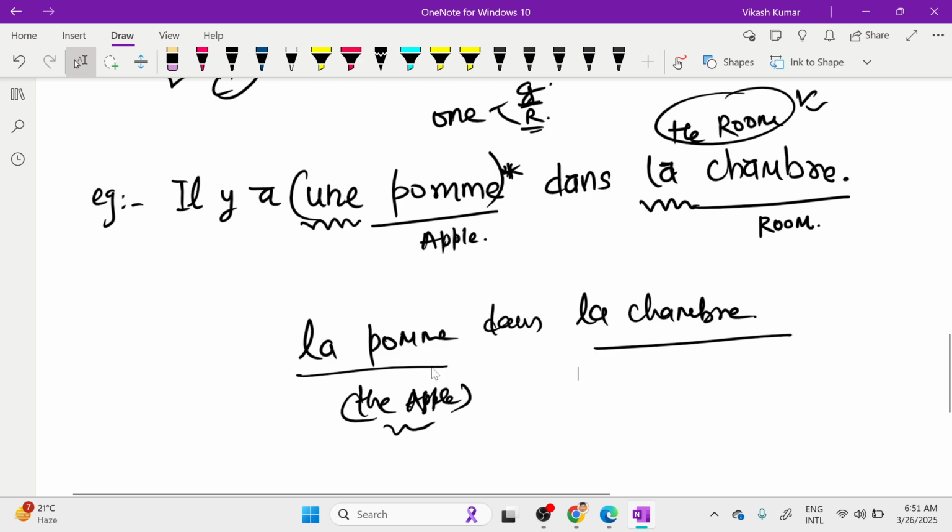Now it's a different meaning, right? There is the apple, like the apple is actually in the room. So the specific apple which we are looking for, or a specific one which we already know, then, right? Know that actually. So got the reference? Yeah. Okay, perfect.